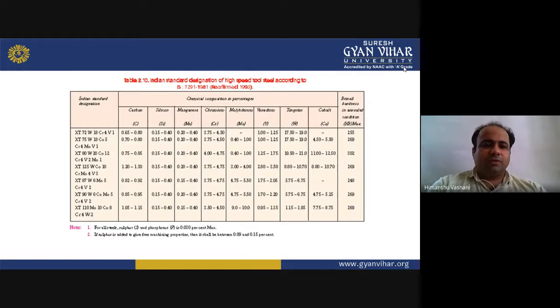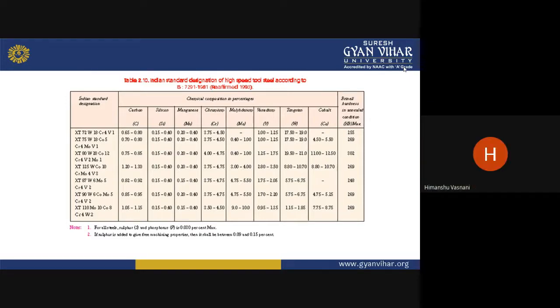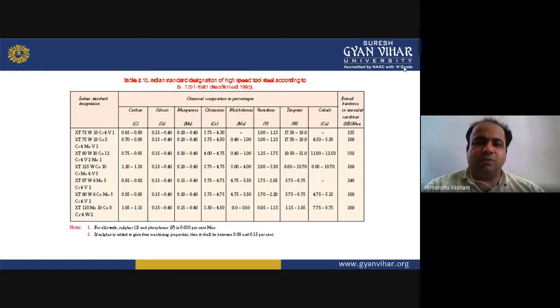Like if you go with the second last combination, that is XT90 W6 CO MO5 CR4 V2, carbon is 0.85 to 0.95, then silicon 0.15 to 0.4, manganese 0.2 to 0.4, then chromium 3.75 to 4.75, molybdenum 4.75 to 5.5, vanadium 1.7 to 2.2, tungsten 5.75 to 6.75, and cobalt 4.75 to 5.25. Here you can see that the hardness is 269.